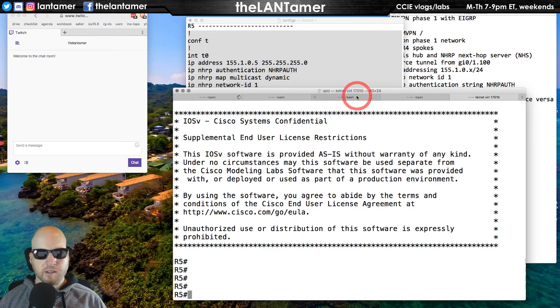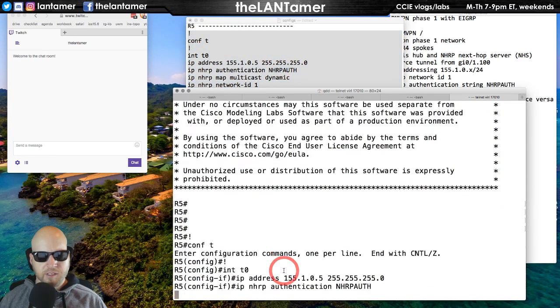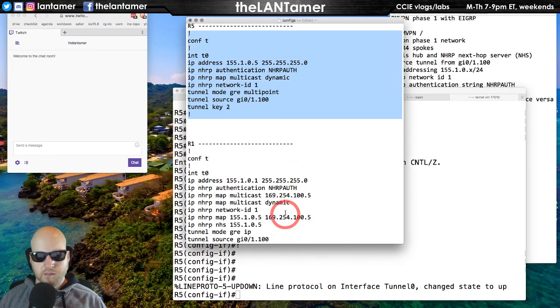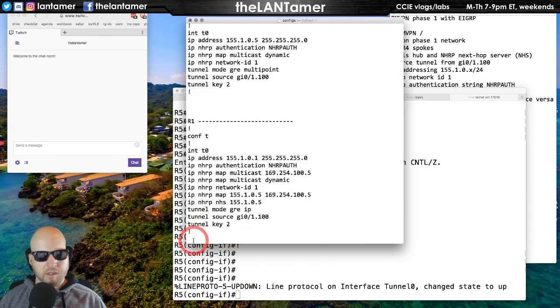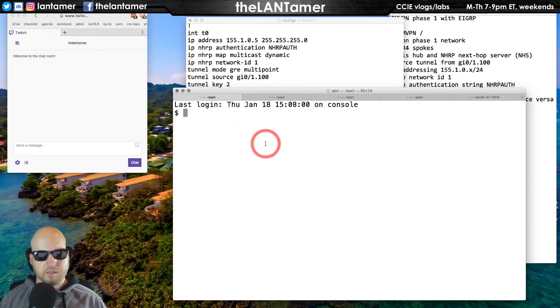And router 5 is ready to go. And let's put in our tunnels. It is up. Now let's go to router 1. And I sure hope this works today, folks. I sure hope this works.